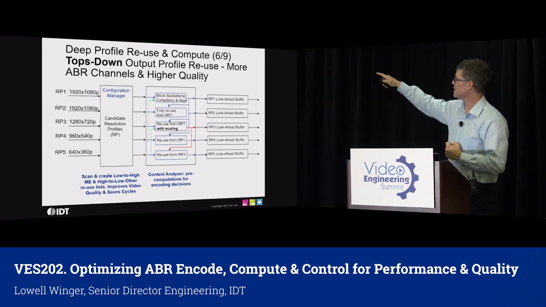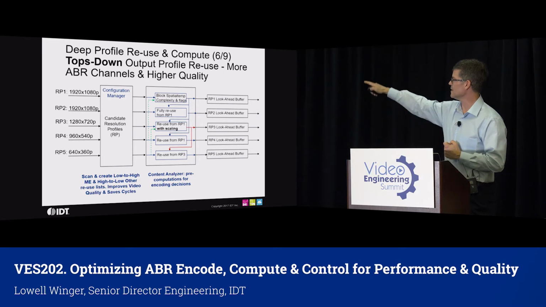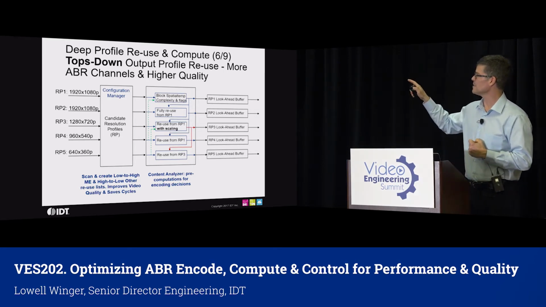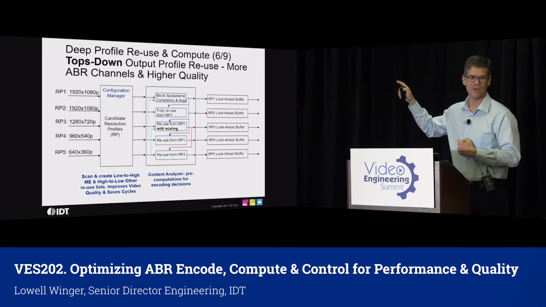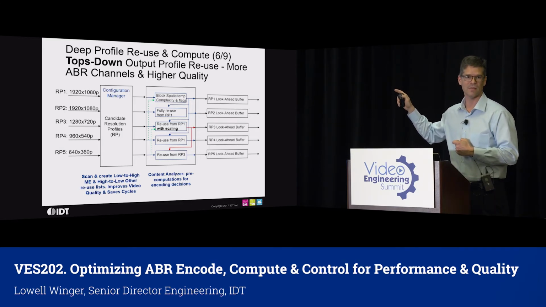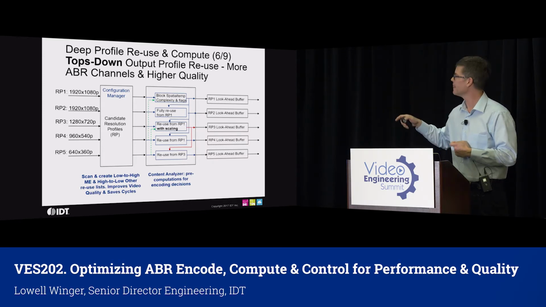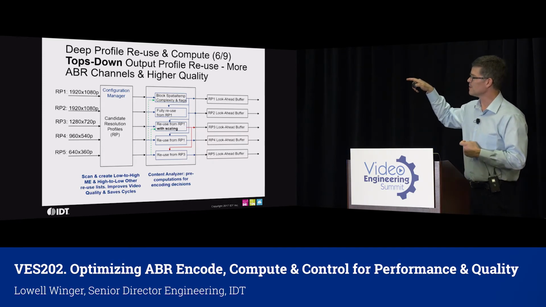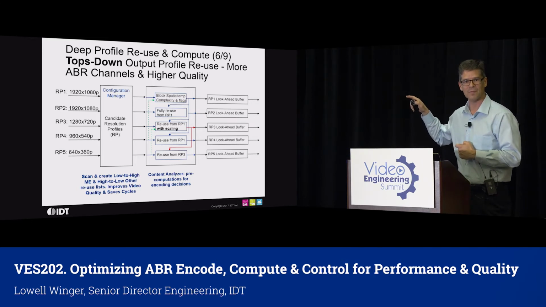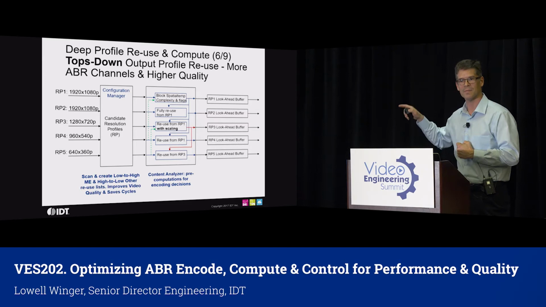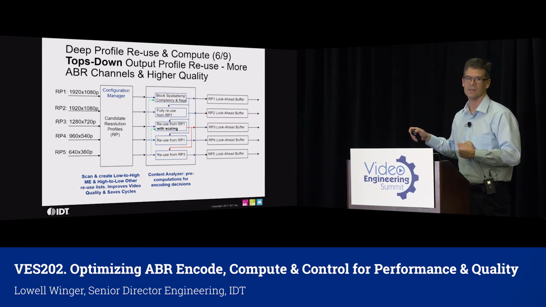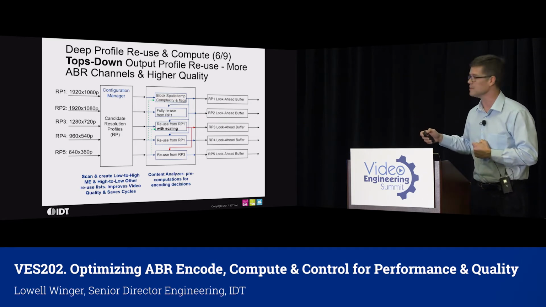So if we start at the very top of the content analyzer, the center block in this slide, we're going to do most of the computation here because it's tops down, and we want to keep very fine granularity information for this type of information because it really impacts your picture quality. And when we reuse that for the bottom rungs, those bottom rungs are actually going to improve in quality even though we're eliminating the compute for those rungs because they're getting better quality, higher granularity information on those lower rungs. So that's what I'm talking about in terms of deep profile reuse.